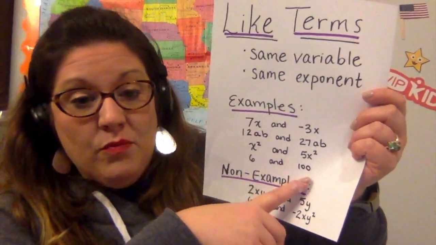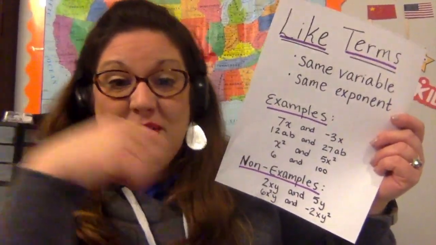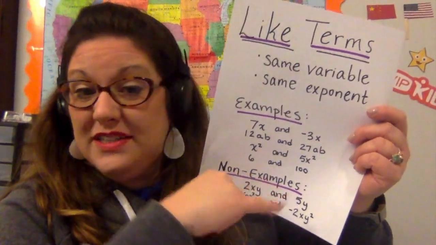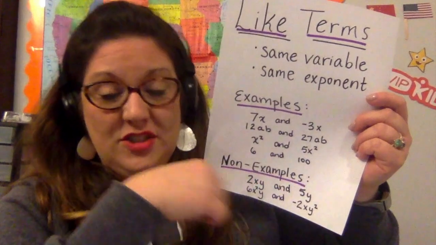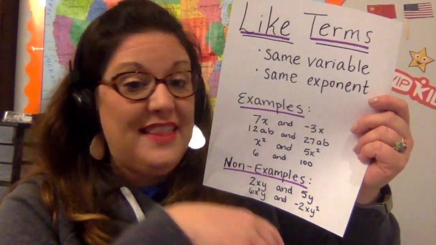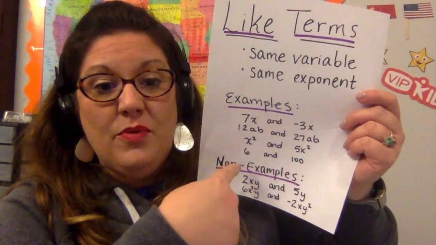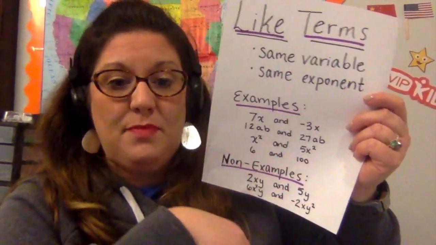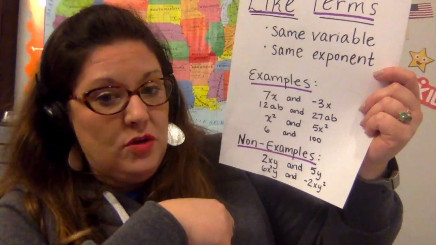6 and 100. Those are considered like terms. Yesterday we talked about in our tutorial that these particular terms are called constant terms. Constant terms are considered like terms. They do not have a variable at all. And again, we don't have any kind of an exponent because these are just constant terms. They are like terms though.